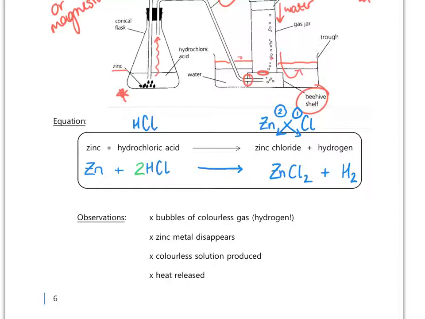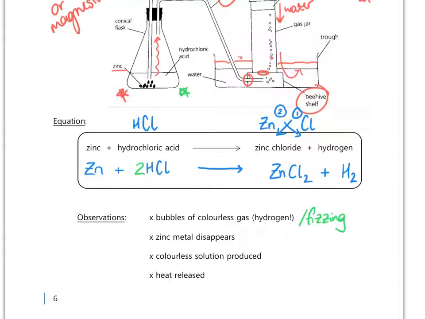Down below you just have some observations of this reaction, and essentially what we're talking about is what's happening in the conical flask. We're going to get bubbles of colourless gas. You could refer to that as fizzing. Well, what is your colourless gas? It is hydrogen. The zinc metal will eventually disappear, or magnesium if you're using that. You form a colourless solution that will be essentially your solution of zinc chloride, the salt that you formed, and heat is released in this reaction as well.